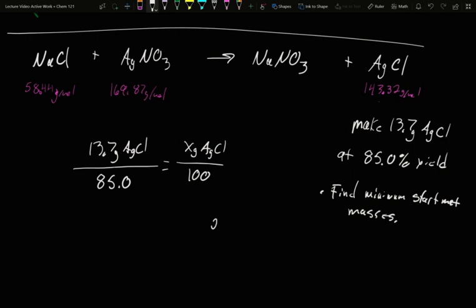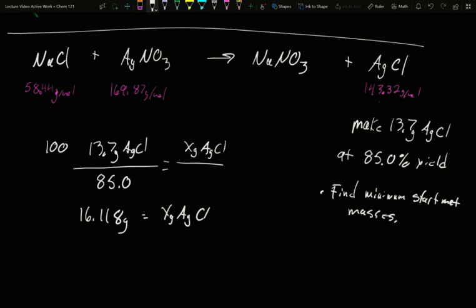Basically, if you imagine that you had, say, 20 grams at 100%, well, if you were at half percentage, you'd have half the grams. Your top and bottom have to move by the same multiplier. So I know that 13.7 is the amount when I'm at 85%. What is the amount when I am at 100%? Well, rearranging, multiply the 100 on both sides, our x grams of AgCl are going to equal 16.118 grams. So we needed to try to make 16.1 grams so that when we lost 15%, we ended up at the 13.7. So this is really our goal. We want 16.118 grams of product.